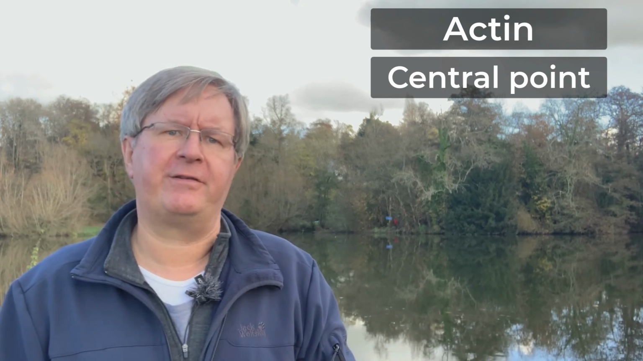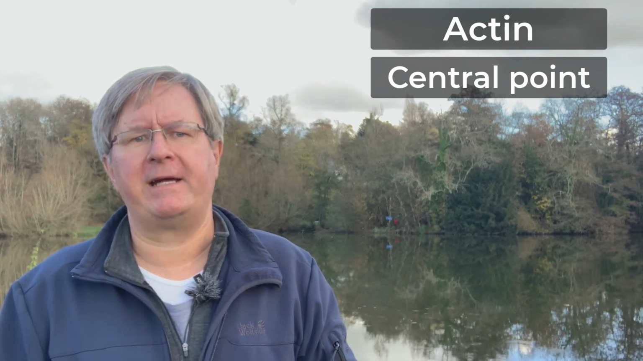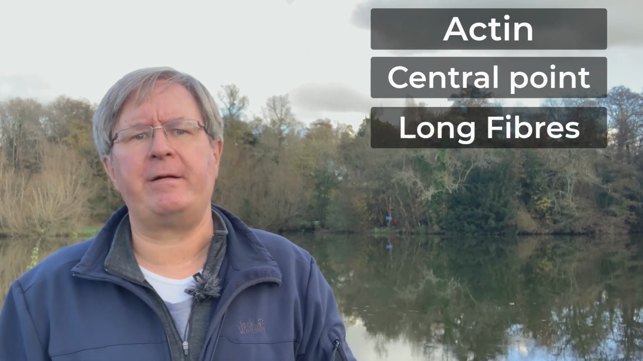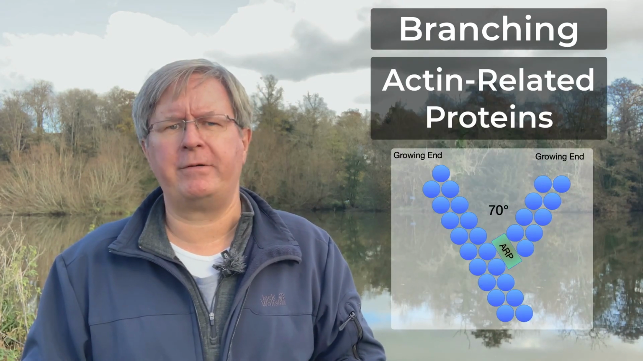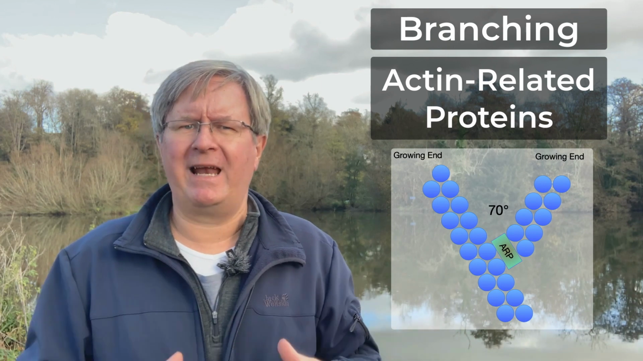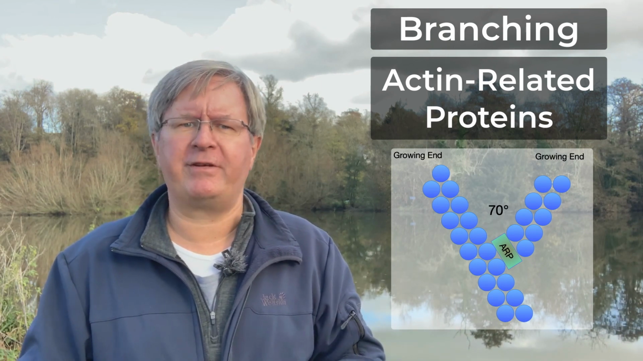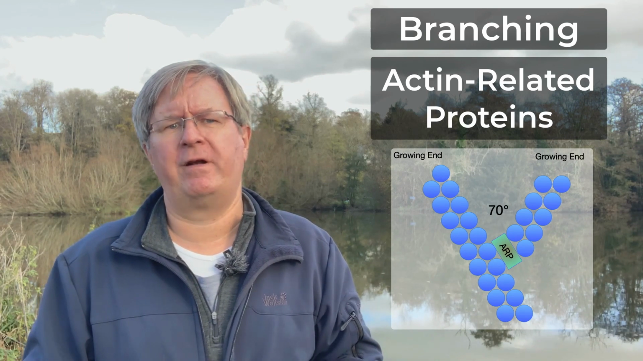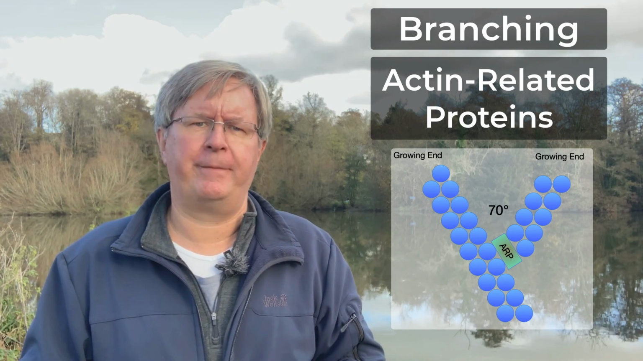The actin filaments have a central point, a focus in the cell from which the filaments radiate. The filaments form as long fibers with 70-degree branches to create a web-like structure. The branching process is controlled by a complex of proteins called the actin-related proteins. These proteins allow for the elongation of actin filaments in one direction and can also attach to the side of another actin filament to form the web-like structure.